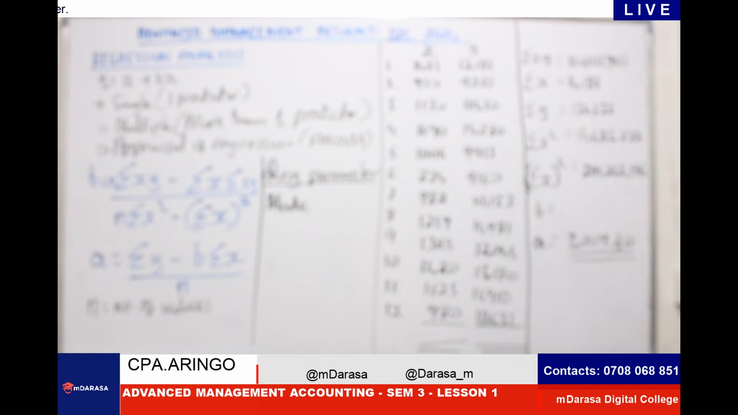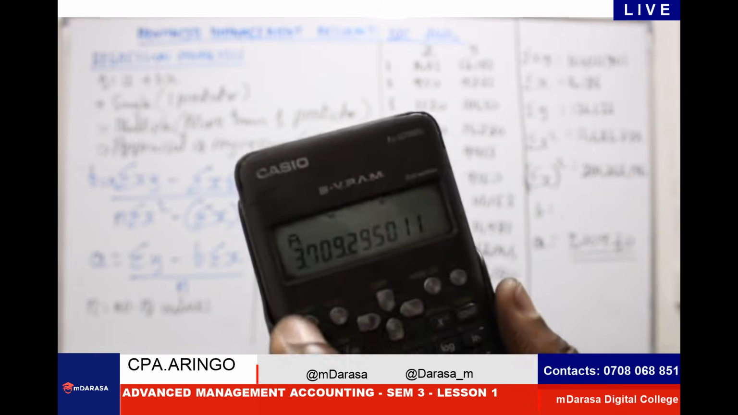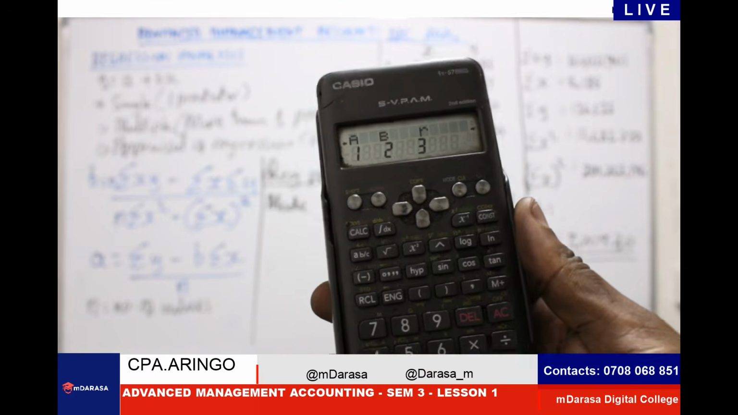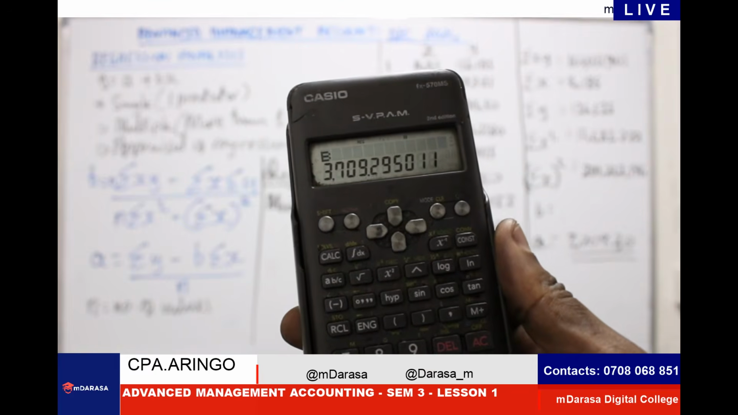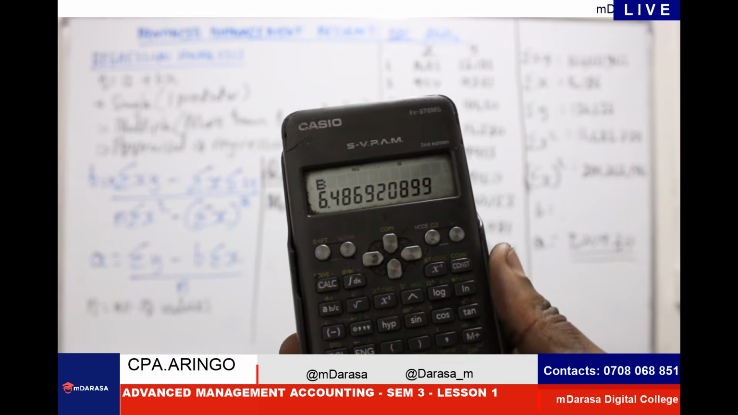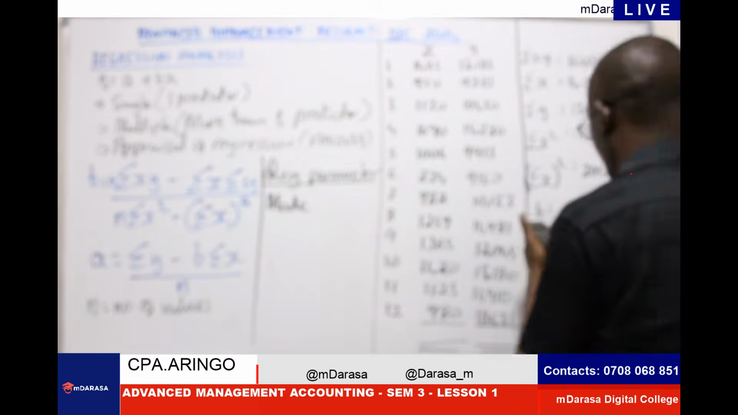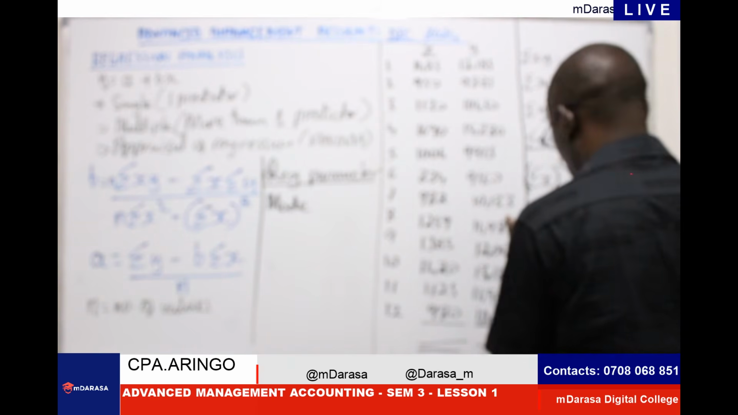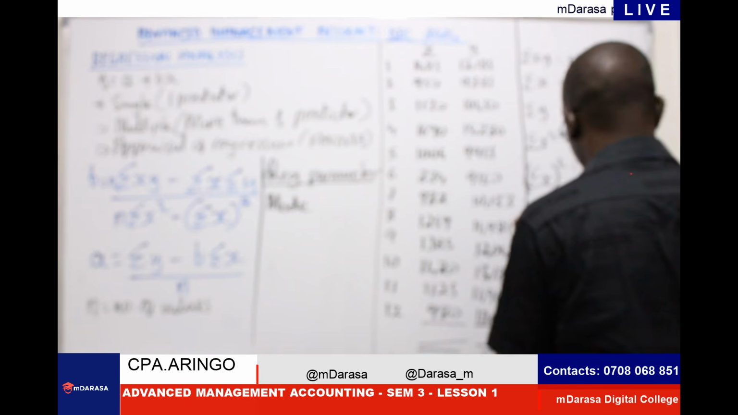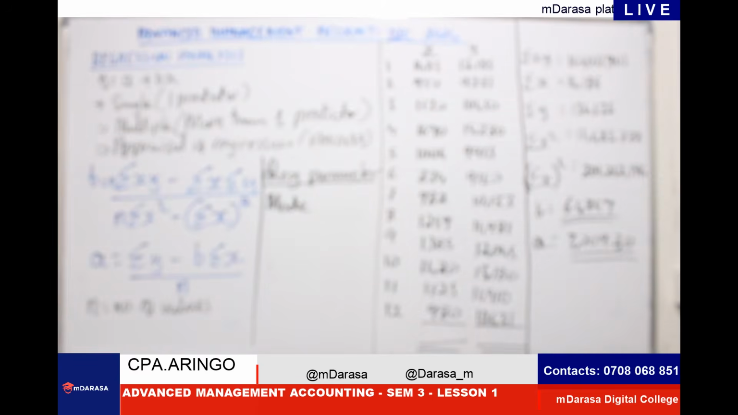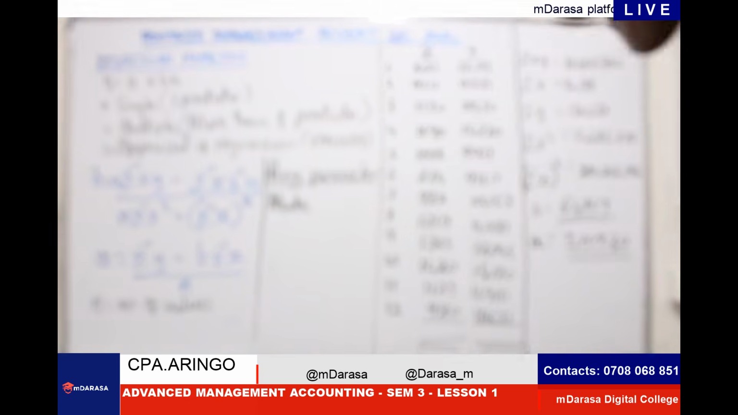Then you want b. Same case, we click shift, then 2, scroll to where our b is. My b is number 2, so you click 2, equal sign. I'm getting 6.48. So you take 6.48, say 69. See? So what you have literally done, you've summarized all your work.